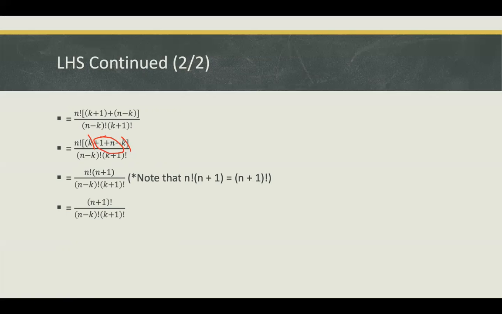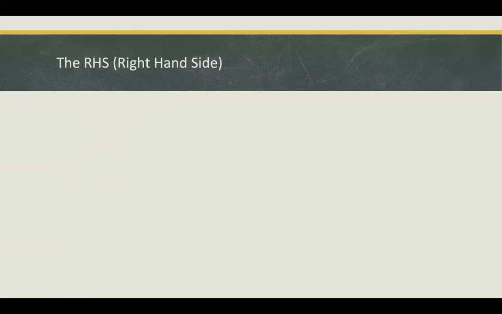So once we do that, we'll end up with a simplified expression of (n + 1)! over (n − k)! times (k + 1)!. We can't do much with this. So what do? We can say right now that this concludes the calculation of our left-hand side of the formula. Now let's look at the right-hand side. Let's calculate the right-hand side.